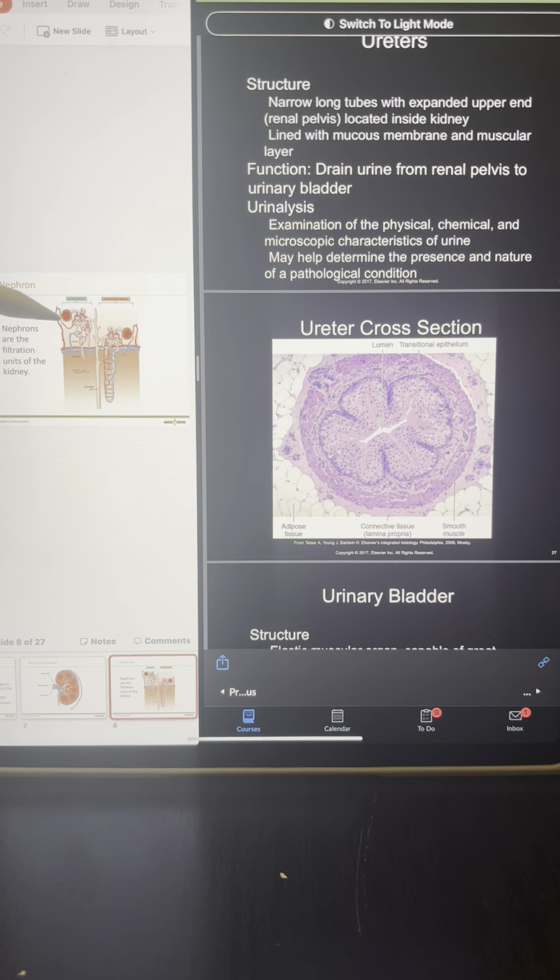Okay, so moving from the kidneys, once it goes through all of that, it goes to the collecting ducts, down the calyx, down the pelvis, then it hits the ureters.